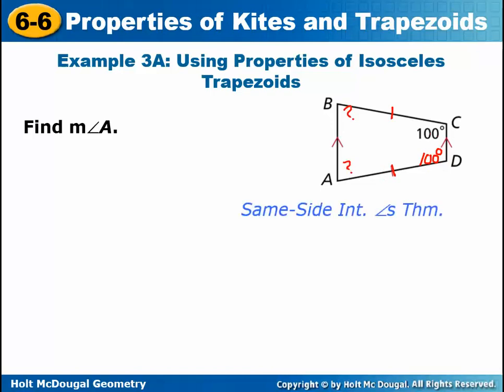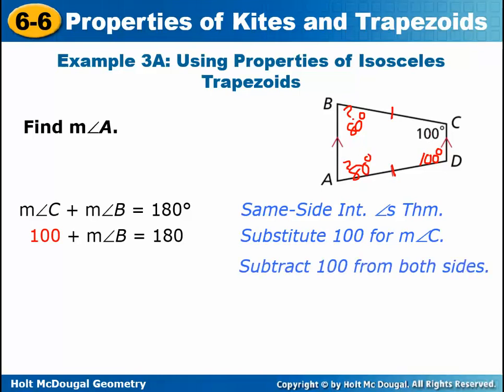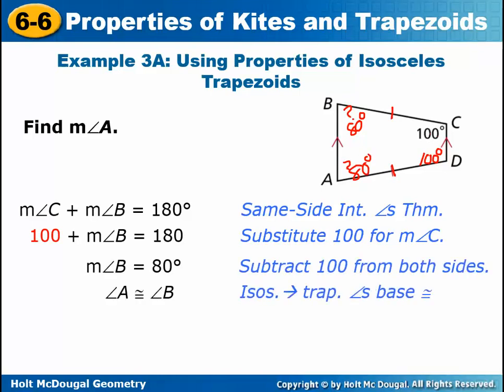The same side interior angles theorem. Remember, this side is parallel to this side. These two are interior same side angles, so it means that together they're supplementary. Angle B plus angle C is supplementary, so it's equal to 180. So 100 plus 80, so this is an 80-degree angle, and that would mean that this is 80 degrees because they are base angles, and base angles are equal.